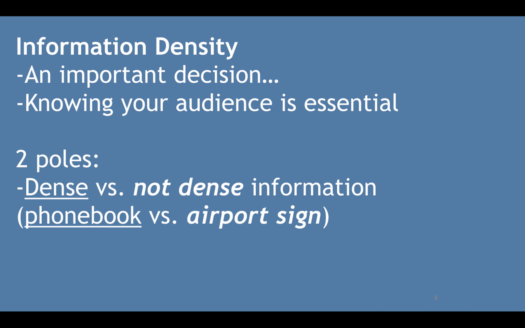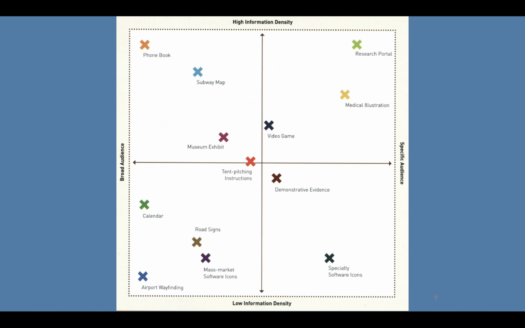Information density, when you think about it, is an important decision when you're designing your information. To make that decision in an informed manner, you need to know your audience. That's very, very essential. One way to conceive of it is either really, really dense information or really, really not dense information. For example, a phone book with numbers and names smushed together is very dense information. And the opposite of that is a not dense place like an airport sign or an airport.